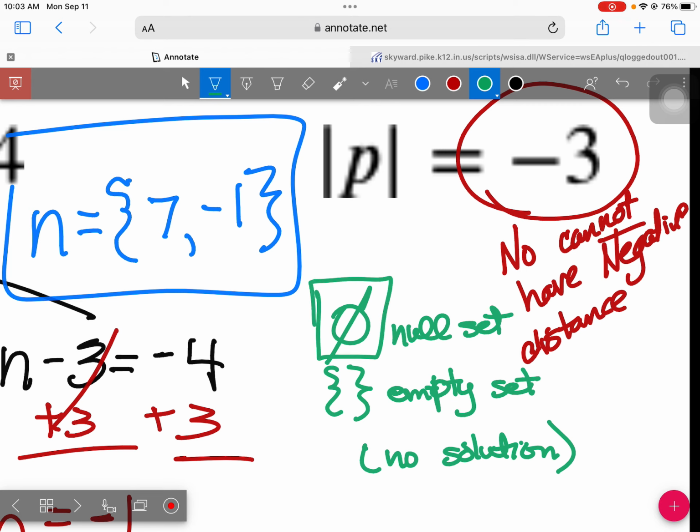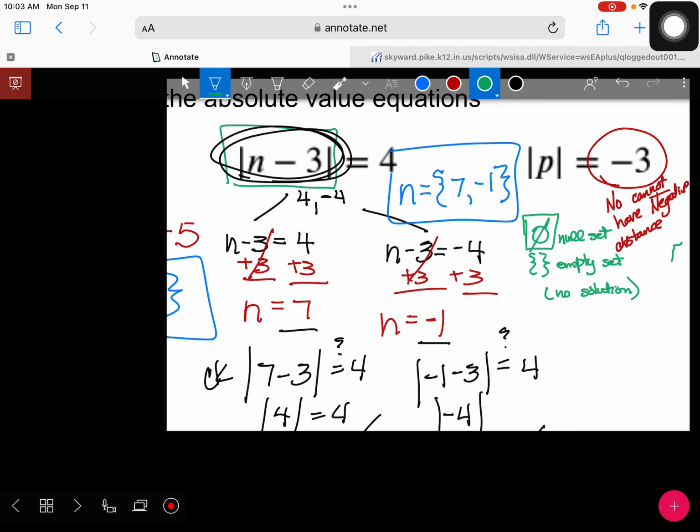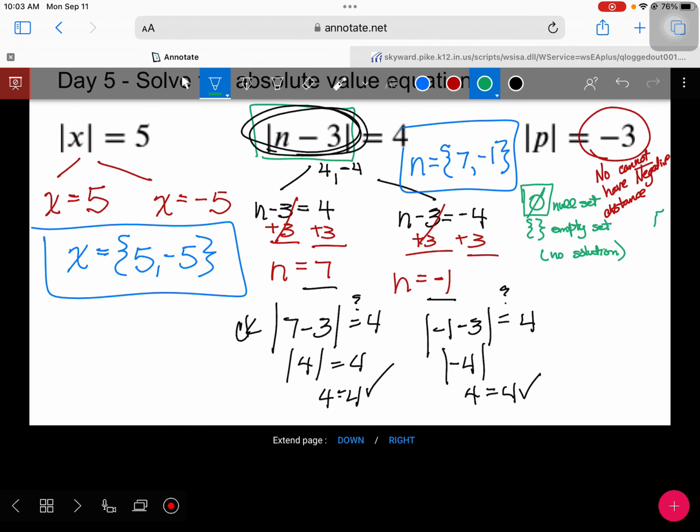Okay? And why is this the null set? Why don't we separate it into the two cases? Because our distance can't be negative. The absolute value of some number cannot be negative. Okay? Any questions on those three?